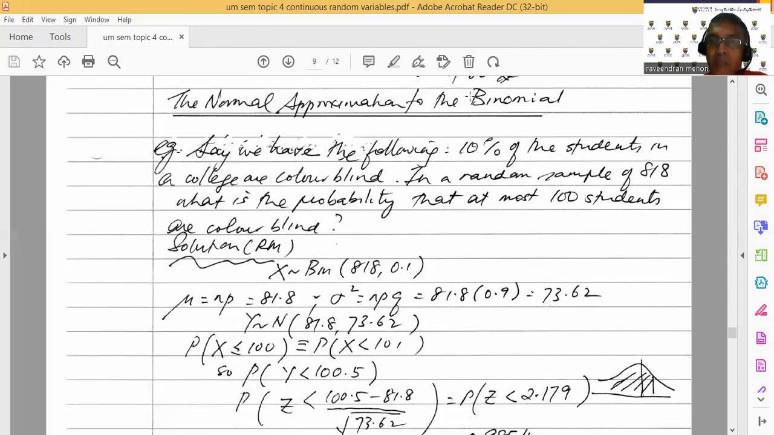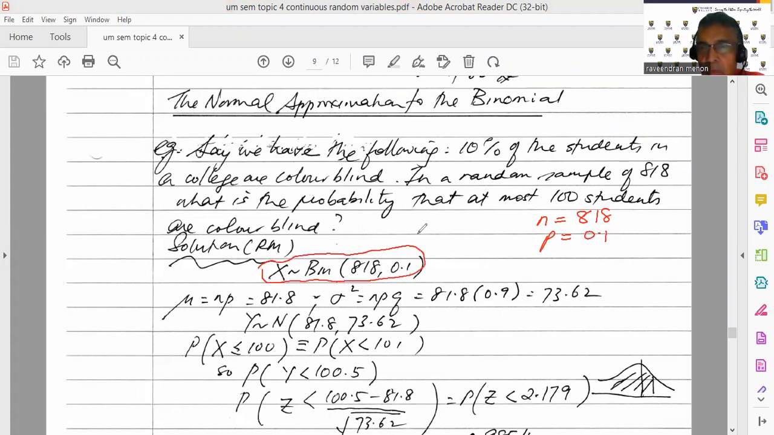Let me write it here. Our n, the number of people we're looking at, is 818. The probability of success is 0.1. So we can write X is a binomial random variable with n equals 818 and p equals 0.1. We are looking for the probability that X is at most 100, so it can be 100, 99, 98, whatever.